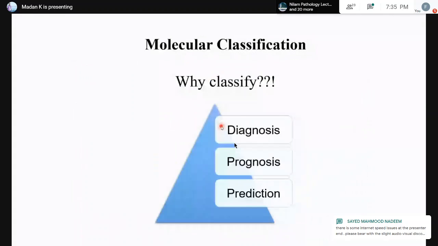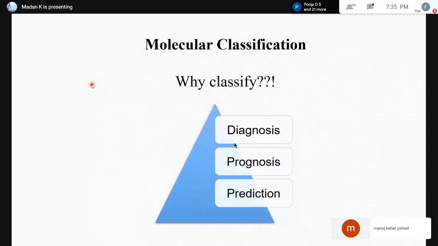So also we should know why it is important for us to classify breast tumors based on their molecular behavior. By doing so, it helps us in the diagnosis, to assess the prognosis, and also to predict the natural course of the patient following treatment.